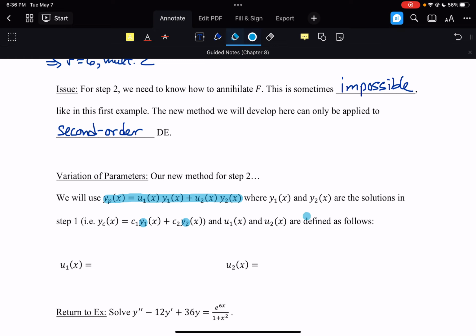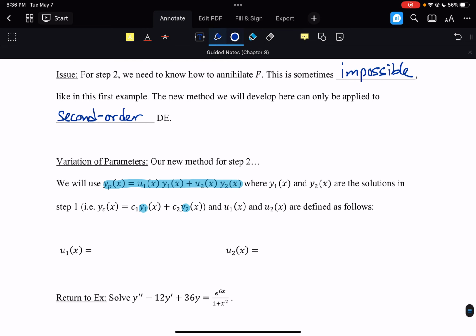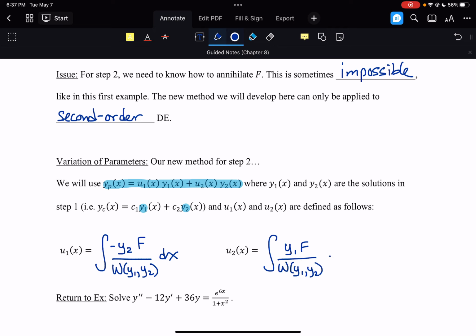And u1 and u2 are going to be defined as follows. So u1 of x is going to be the integral of negative y2 times f over the Wronskian of y1 and y2 dx, because everything in here is in terms of x as a function. And u2 is going to be the integral of y1 times f, also over the Wronskian of y1 and y2 dx.